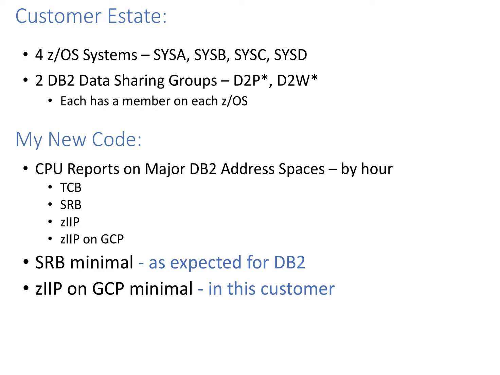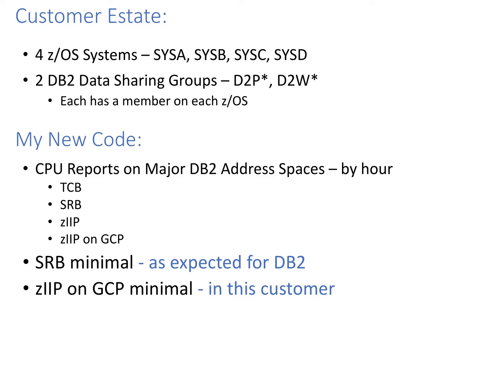So I'm going to take you through some data from a customer I know very well. We're going to talk about 4 z/OS systems in a parallel sysplex: sys-A, sys-B, sys-C and sys-D. Now, of course, they're not their real names, but I've done a good job of obfuscation, I think.